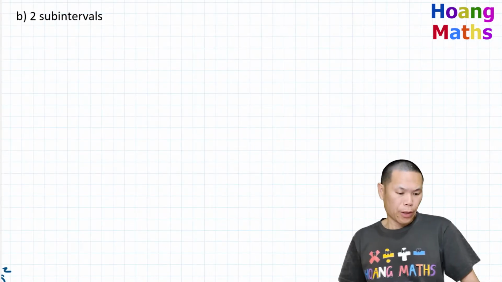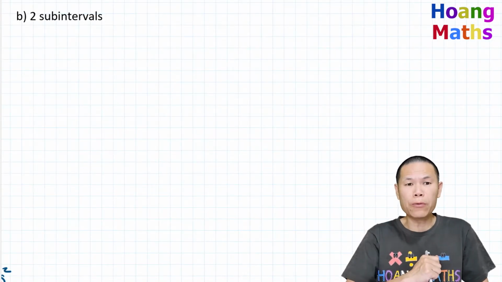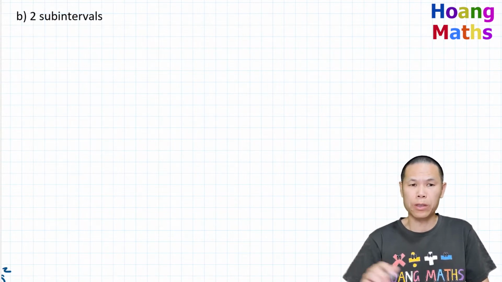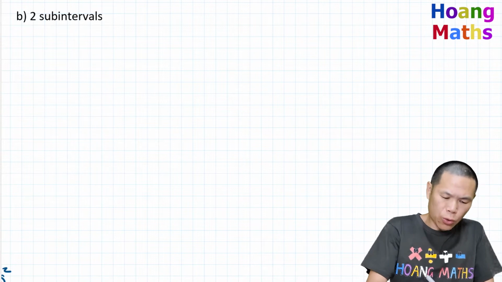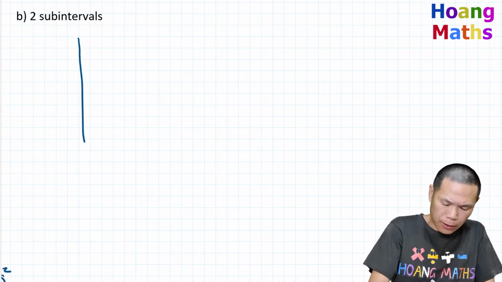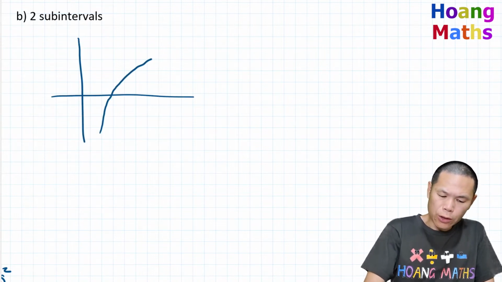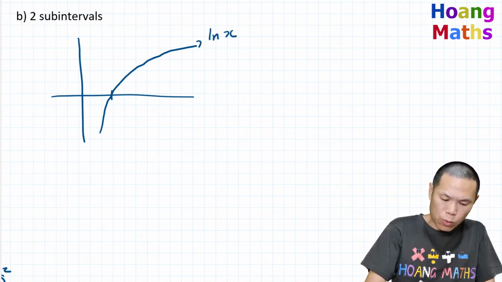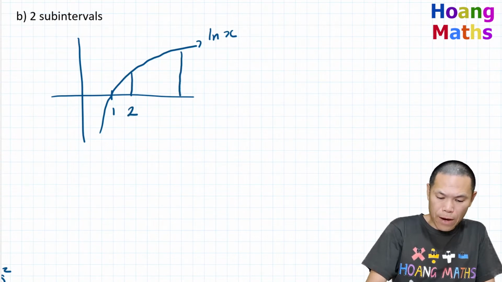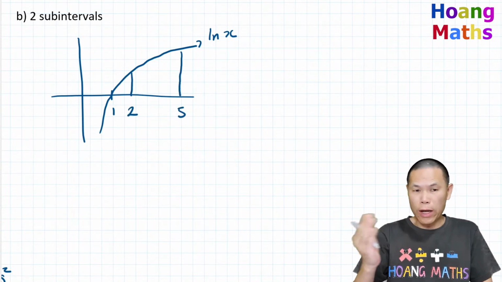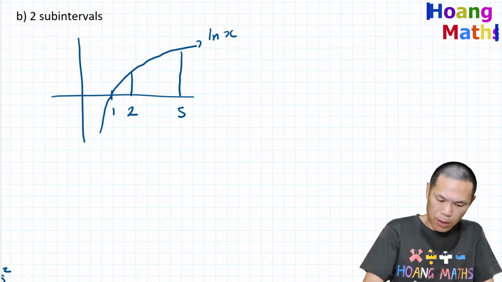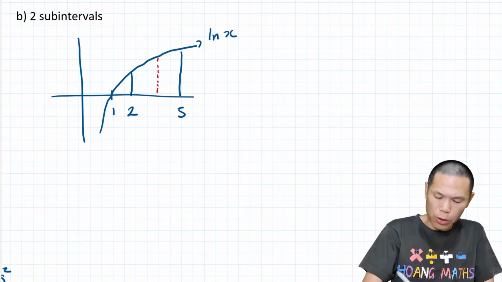Part B. So for 2 subintervals, this means that we have 2 strips or 2 trapeziums, if you like. So let me just quickly draw the diagram out first. Just a quick sketch. So this is ln of x. And we start, this is 1 of course, and we start from 2 all the way to 5. And that is only 1 trapezium. So we need to have 2 strips. So that means we just cut this in the middle.